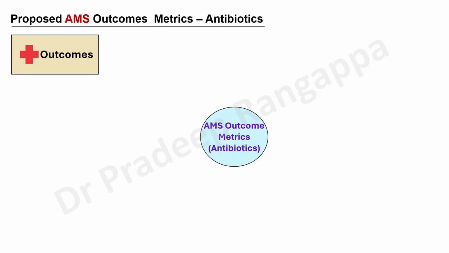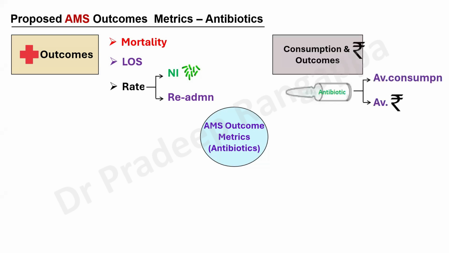And there are certain metrics for antimicrobial stewardship, which can be divided into four broad categories. One is to audit your clinical outcomes, look at the mortality by adopting this AMS, whether you have had any influence on mortality, length of stay, and whether your rate of nosocomial infection and readmissions has been curtailed.